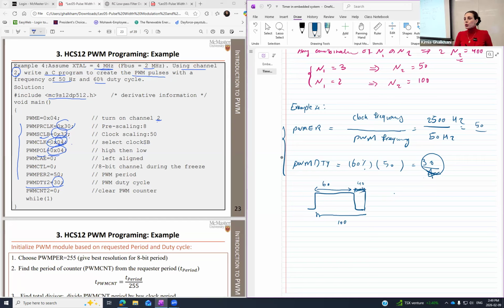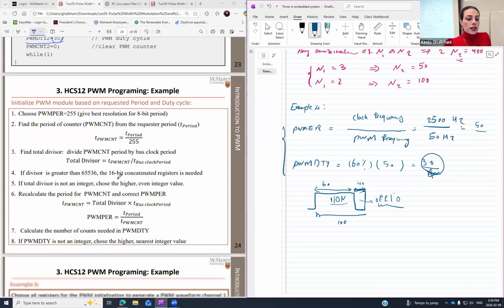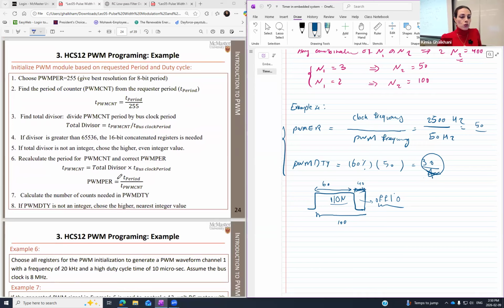So when I say 50%, then 50% is on. This is the on or 1. This is the off or 0, right? But the time that we say for duty cycle is always mentioning the on time, not the off time. Make sense? So now, let's look at just a quick review to initialize the PWM module.